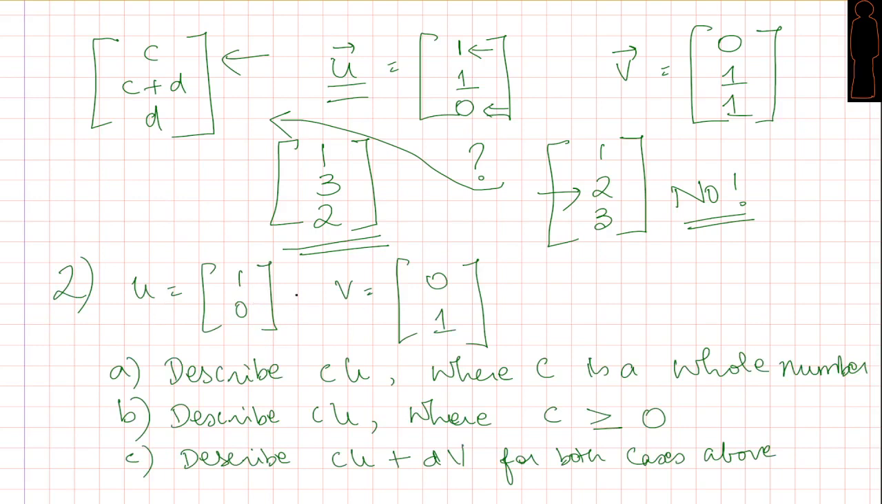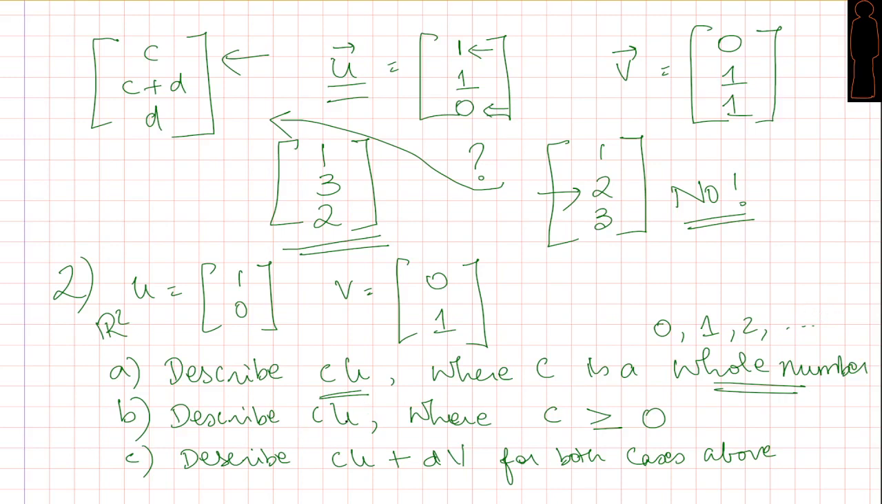We have u. Remember, now we moved to R2 because there are just two numbers in the column vectors. u is (1, 0), v is (0, 1). We have heard of these vectors. They are quite special vectors. And the question is, can you describe Cu where C is a whole number? Okay, remember what's a whole number? Whole numbers are 0, 1, 2 and so on till positive infinity.